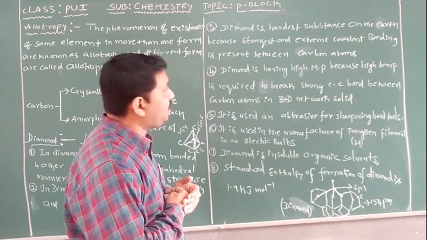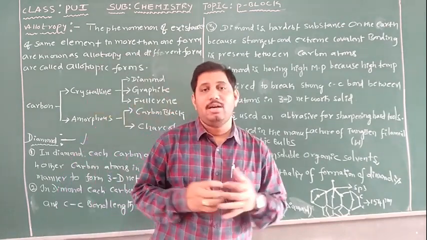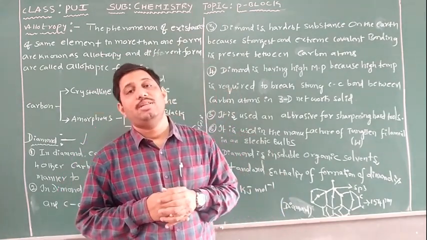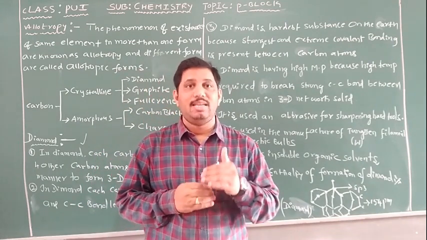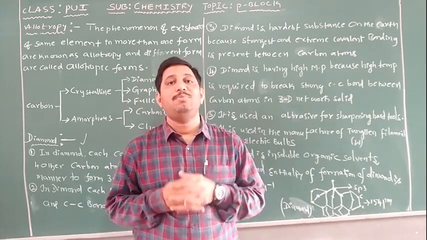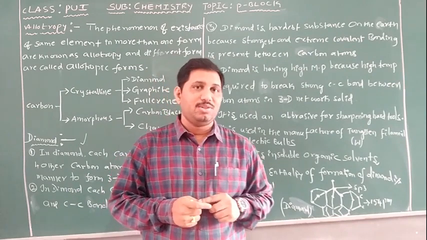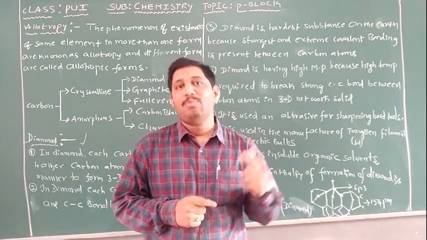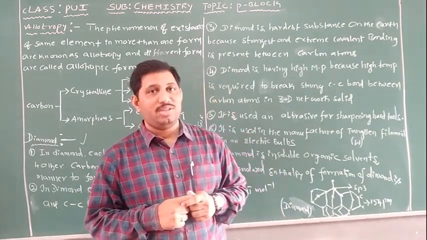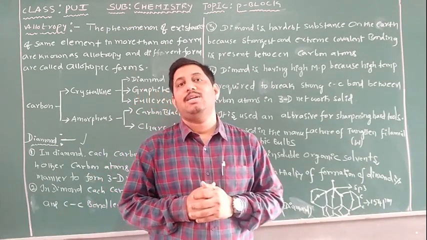Third one, diamond is the hardest substance on the earth because strongest and extreme covalent bonding is present between the carbon atoms. Diamond is the very hardest substance on the earth because extreme covalent bonding is present between the carbon atoms. We know that one diamond is cut by using another diamond only. One quotation is also, cut the diamond with the diamond only.